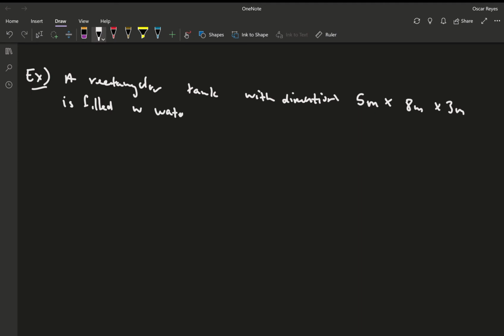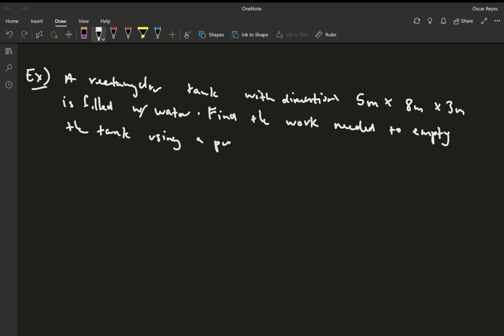Find the work needed to pump the water out of the tank using a pump placed 4 meters at the top of the tank.